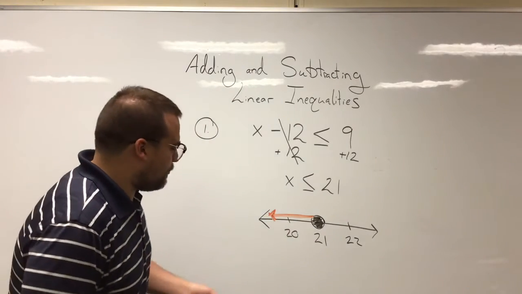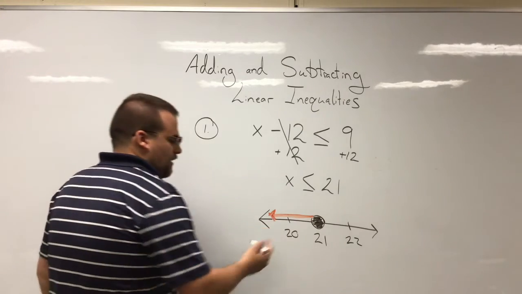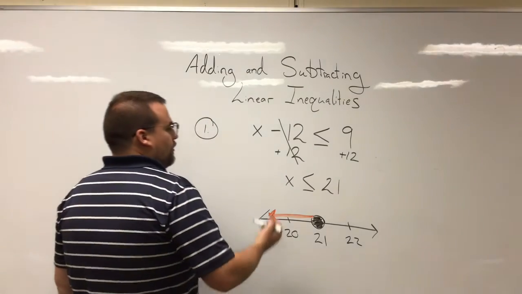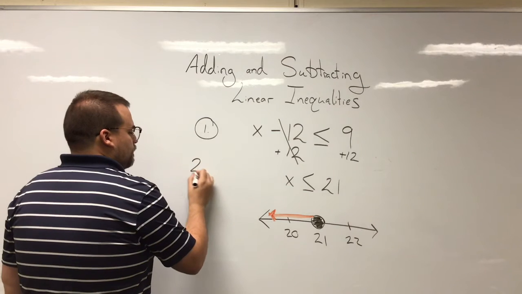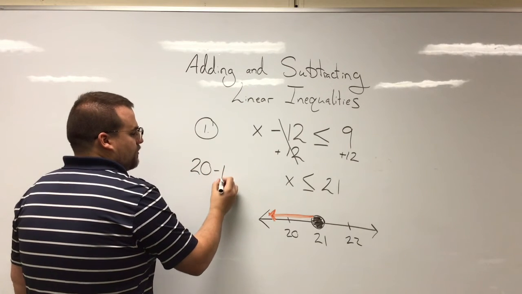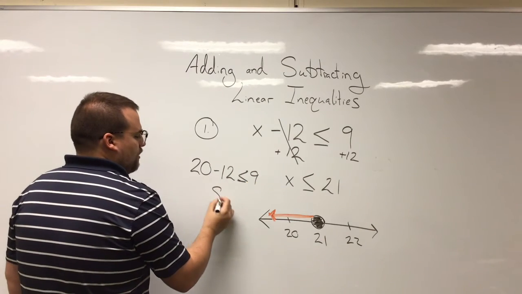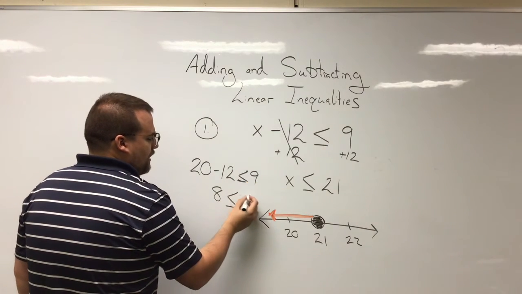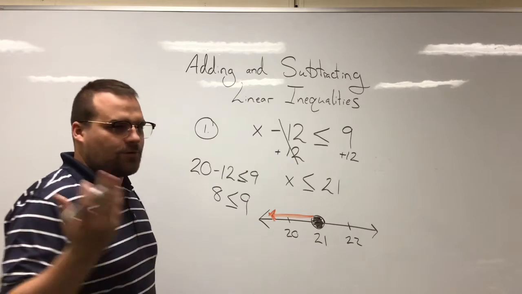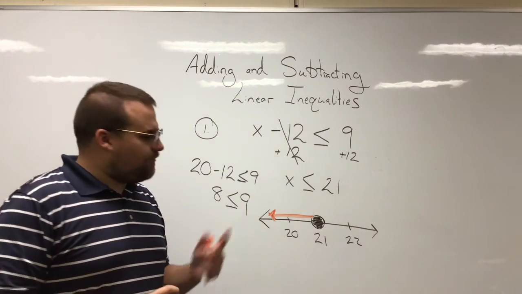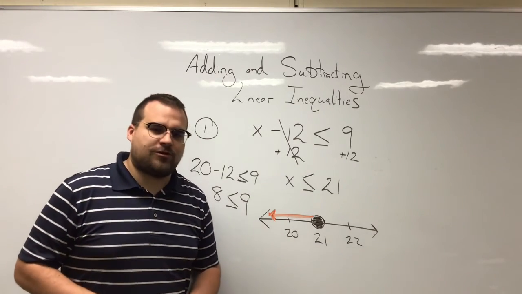And to check our answer, we can choose some number less than 21, let's say 20 in this case. And if we plug that in, 20 instead of x minus 12, well, 20 minus 12 is 8. Is 8 less than or equal to 9? Absolutely, it's less than.